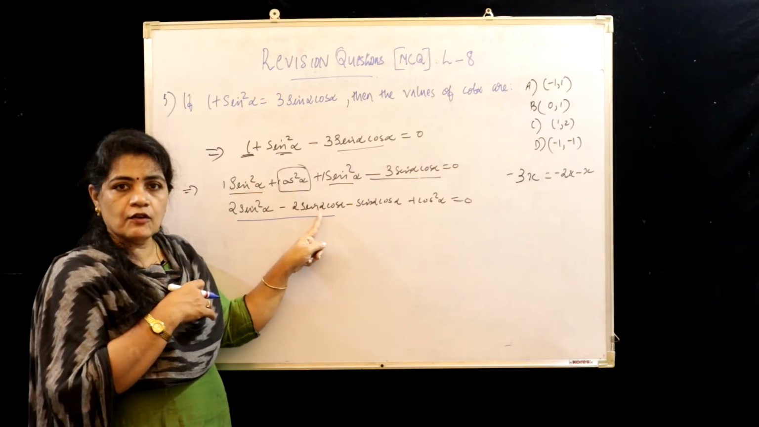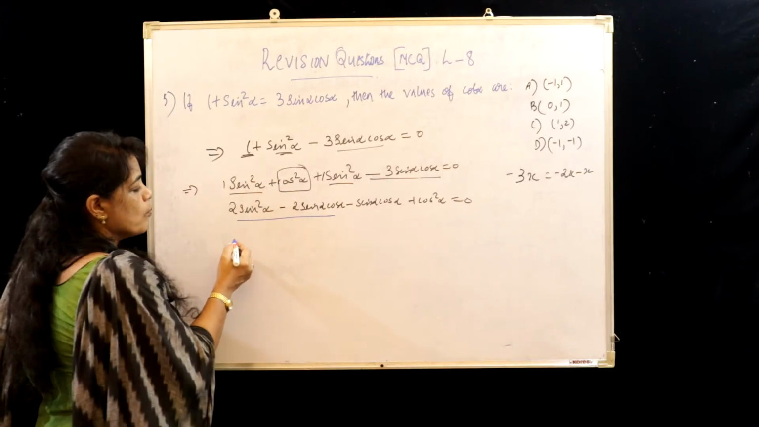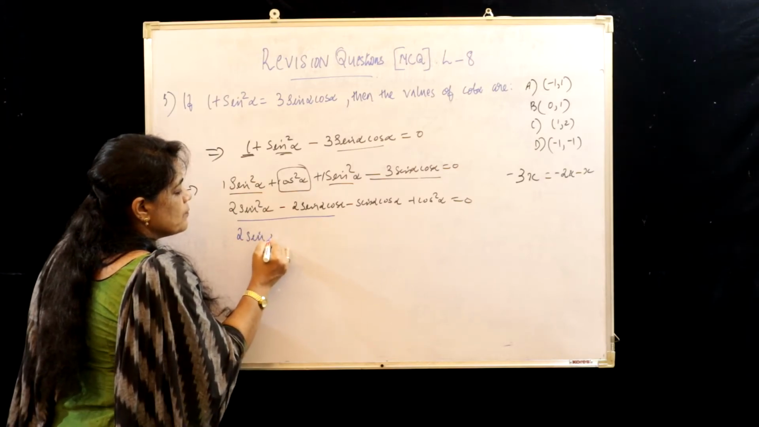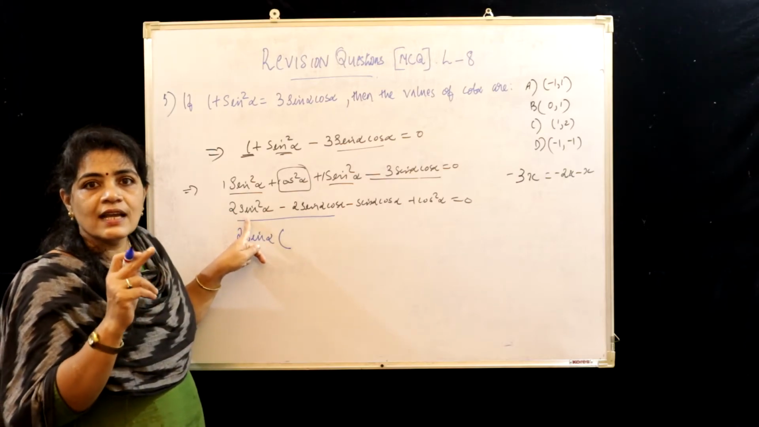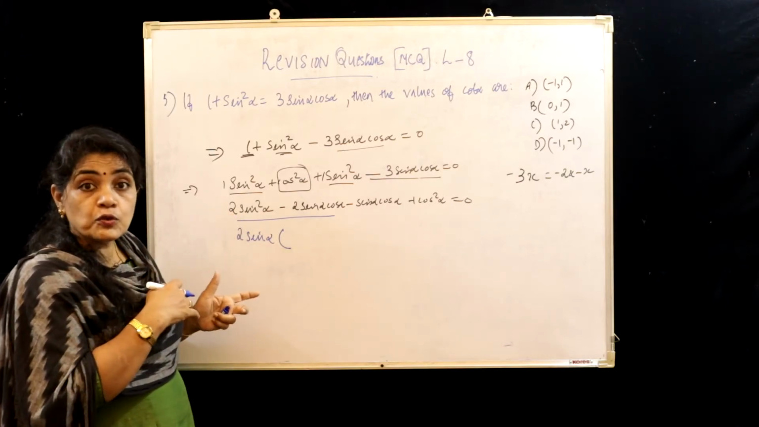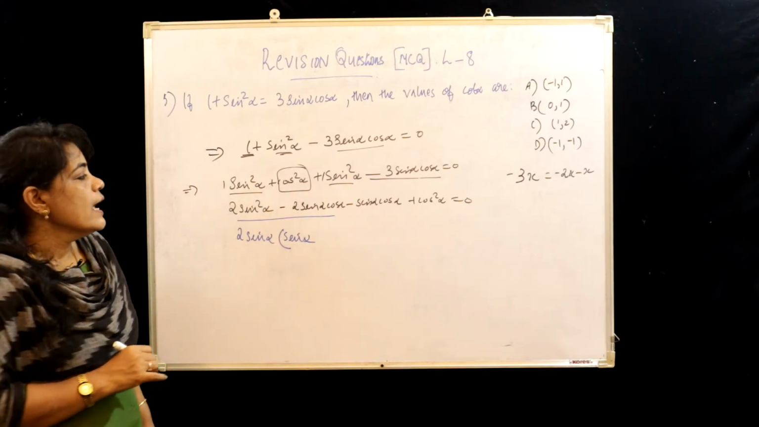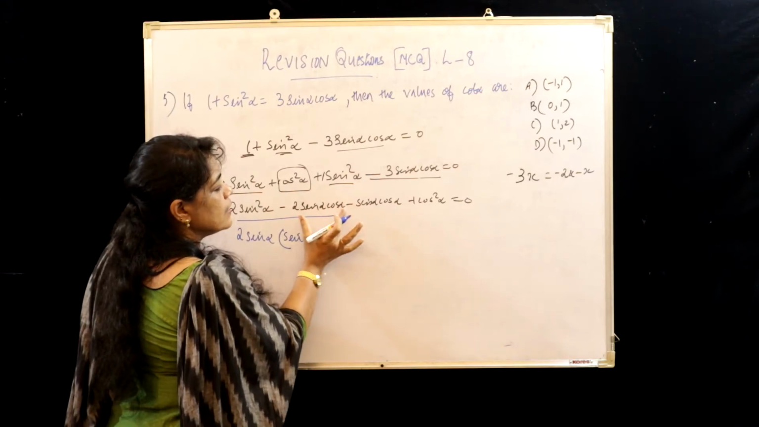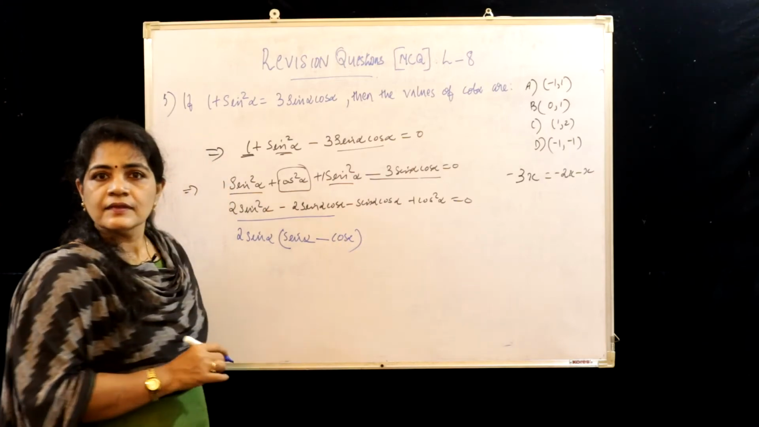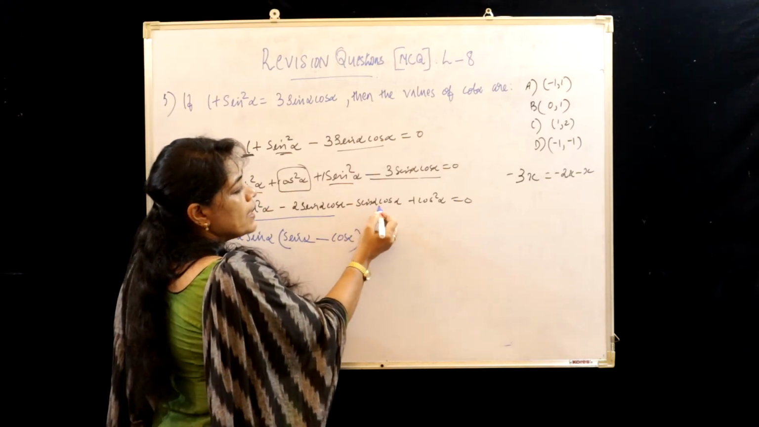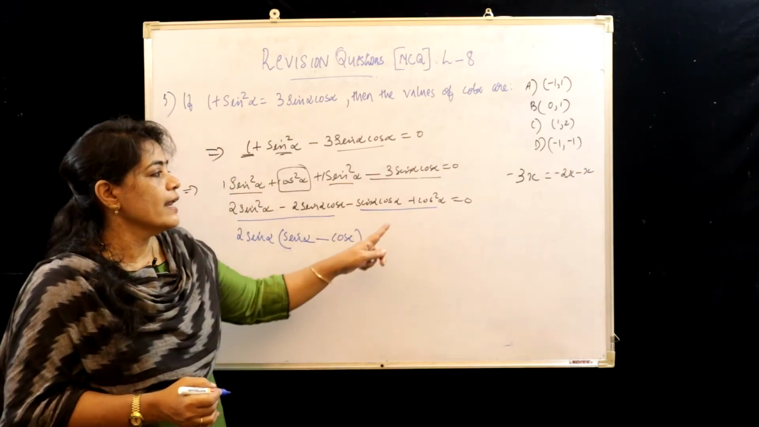So 2 sin alpha, here also 2 sin square alpha. So we can take 2 sin alpha as common. After taking 2 sin alpha from the first term, sin square alpha means sin alpha into sin alpha. So we have taken 2 sin alpha outside, and we have sin alpha alone in the first term remaining. And from the second term, 2 sin alpha is already taken, so cos alpha remains. Understood?